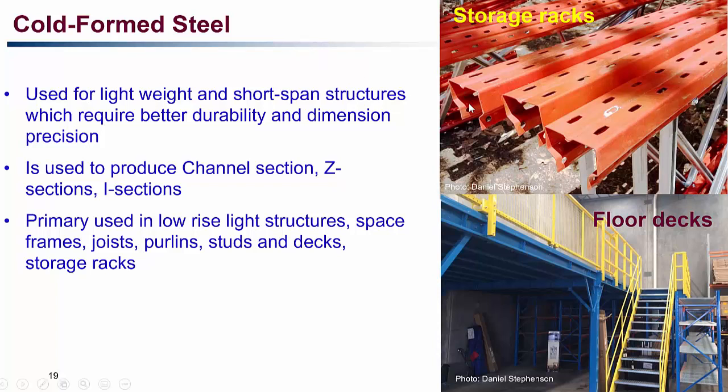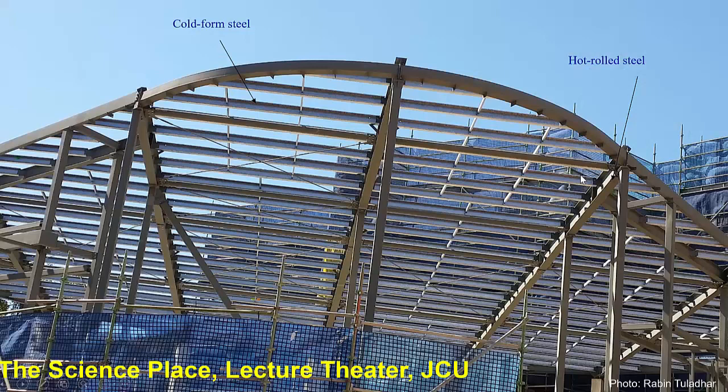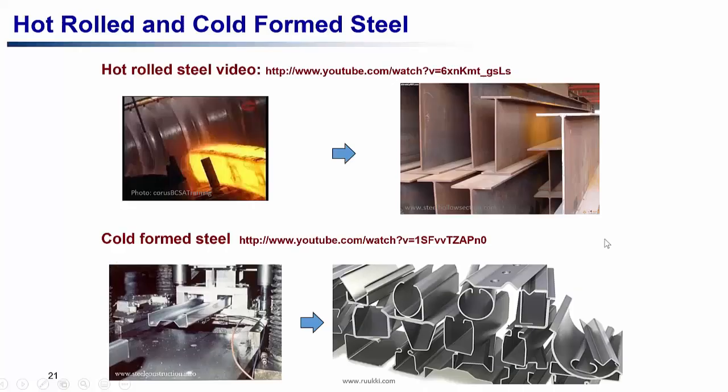So these are some examples of the cold formed sections used as storage racks and floor decks. Here is another picture from the Science Place building for the lecture theatre at JSU. As you can see, the cold formed sections are used as the purlins, and the hot roll sections are used as the main girders and the columns. You can have a look at these videos, which show the hot roll steel manufacturing process and the cold form steel manufacturing processes as well.